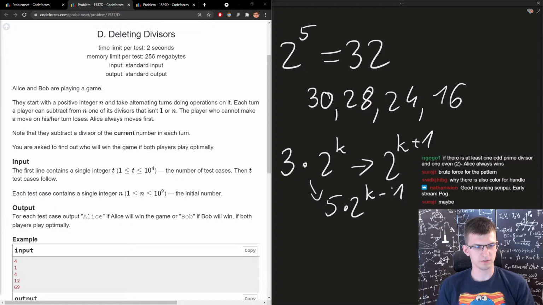Why is there color for handle? I don't know. Twitch has colors for handles, and I think this widget also displays Twitch colors.